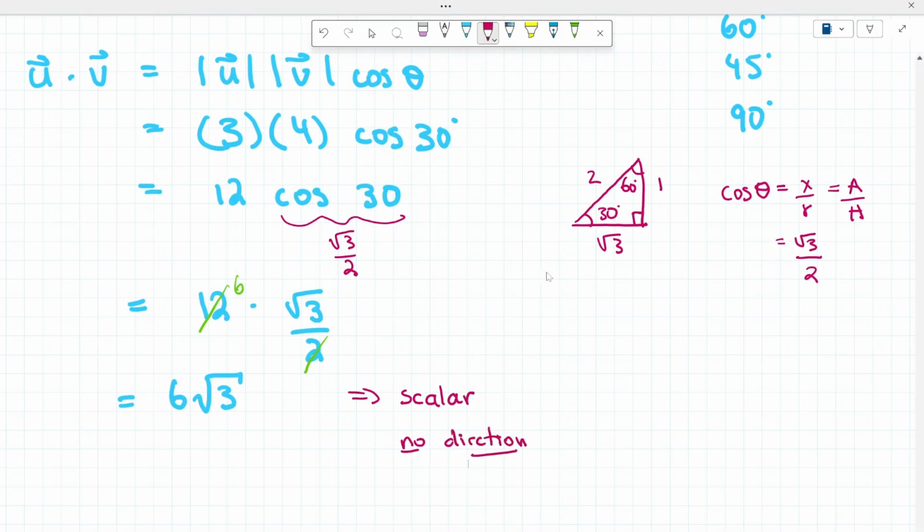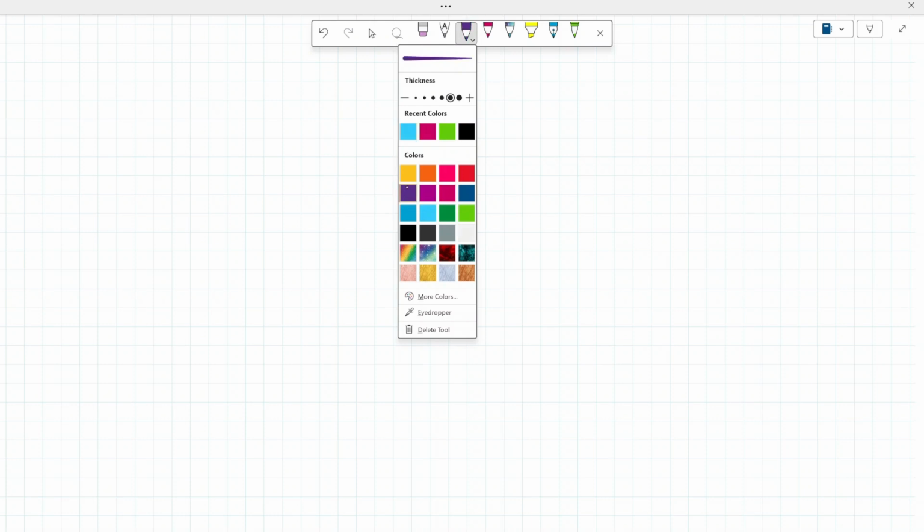Okay, so I'm going to tell you a little bit more about the dot product. There's another definition, and we're going to go through some properties actually. So let's go through some properties right now. Properties. Nice. This is one property that actually comes directly from its equation.